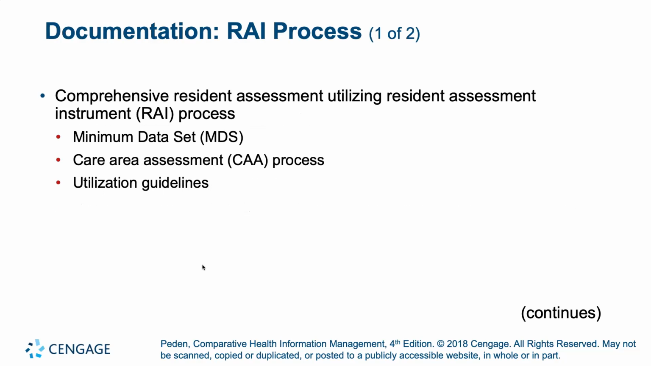So then you get into the resident assessment instrument and that process. So again, you need to know RAI and what it stands for and what it includes. When someone comes into a nursing home, they need this comprehensive assessment. And that process includes the MDS, the CAA, and utilization guidelines. So all of those are part of that RAI process.